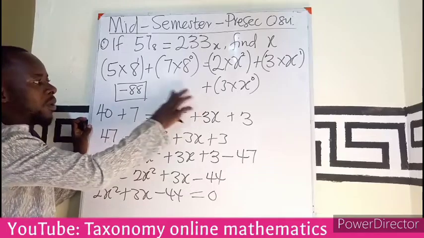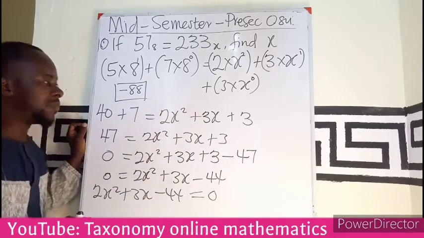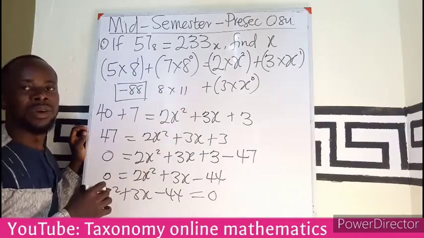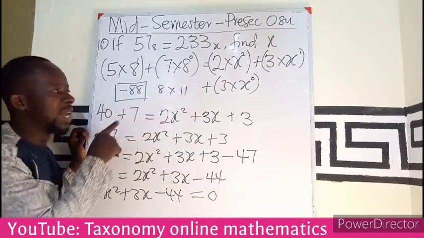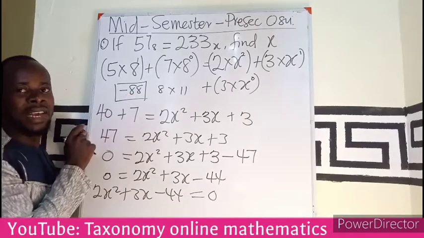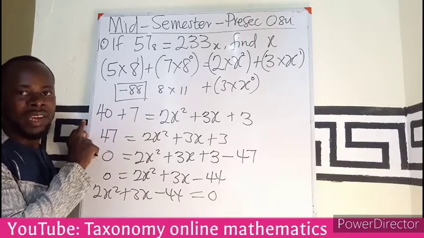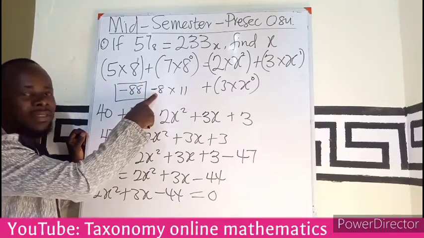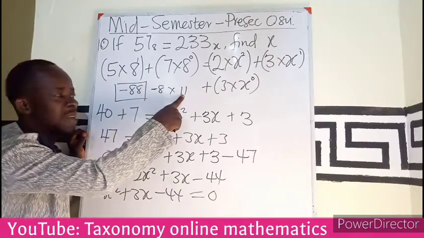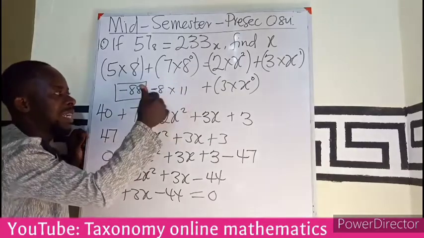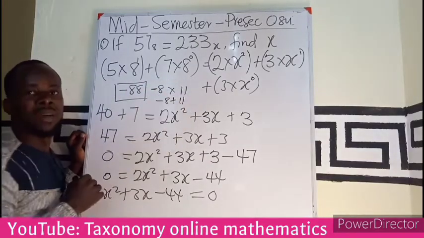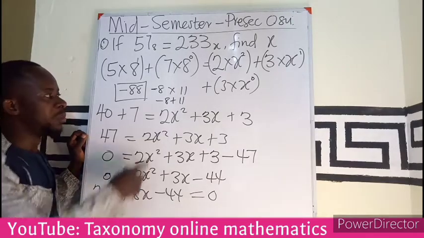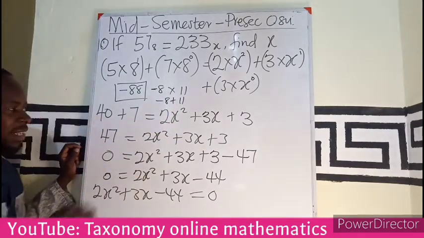So I'm looking for factors of negative 88. We know 8 times 11 will give us 88. And we are saying that one of them should be negative and the smallest one. So if I use negative 8 times positive 11, I will get this. If I add negative 8 plus 11, I will get a positive 3. So our positive 3 is going to be replaced by the negative 8 and 11.